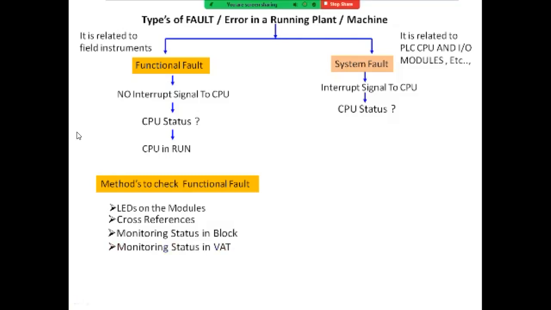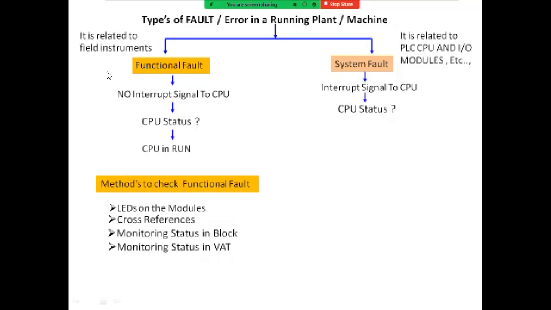And monitoring status in the variable table. In the VAT table, you can also check the status. The VAT table is in Simatic Manager; nowadays in TIA Portal it is called the watch table, where you can watch the status of the input or output. Now these are the methods which you can use to check the functional faults.